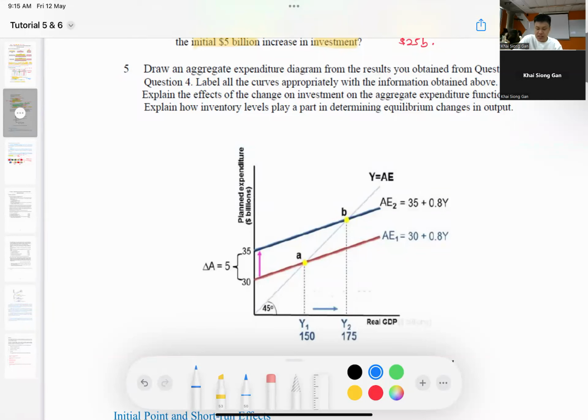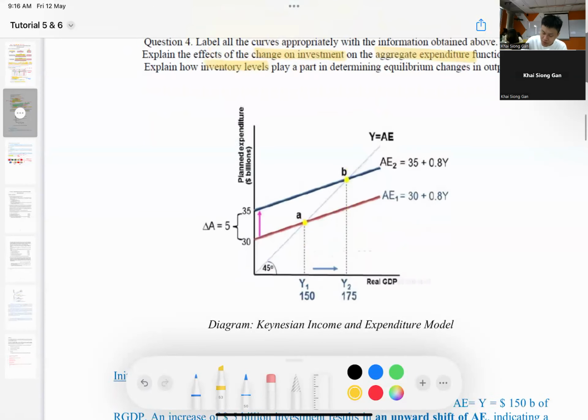Question number 5 is one in which you need to draw the graph. It's the continuous version of the previous question. For this kind of graph, you might need it not only for the exam, but also for your assignment. Now draw an aggregate expenditure diagram, which is what we call the aggregate expenditure diagram. For the results that you obtained from questions 3 and 4, label all the curves appropriately with the information obtained above. Explain the effects of the change in investment on the aggregate expenditure function. Explain how the inventory level plays a role in determining equilibrium changes in output.